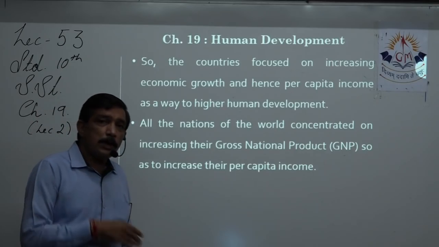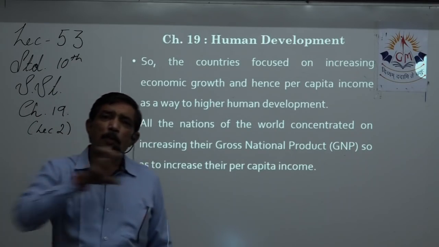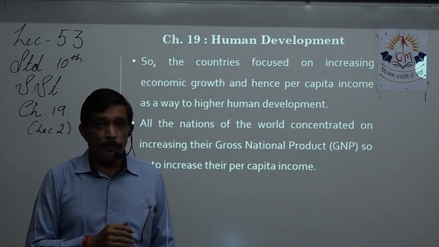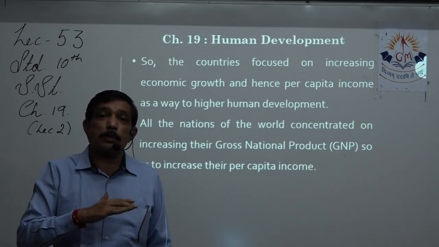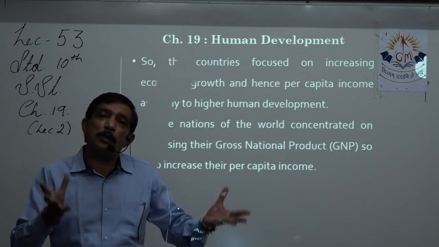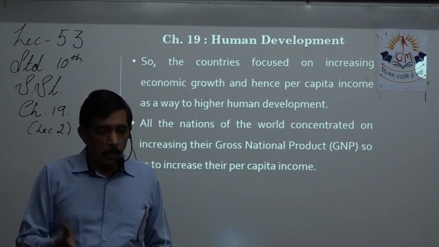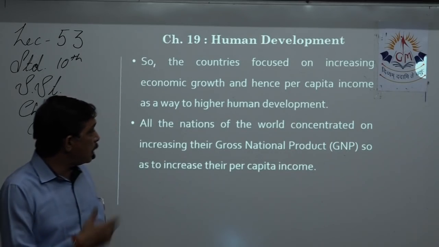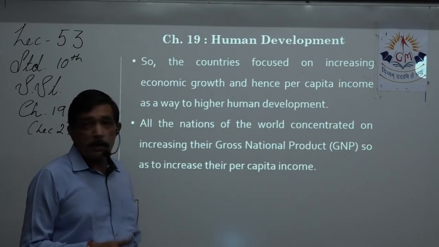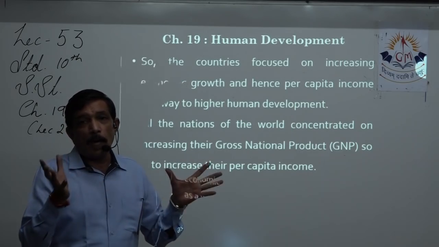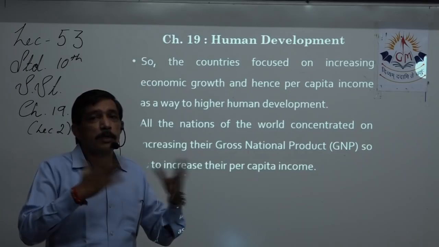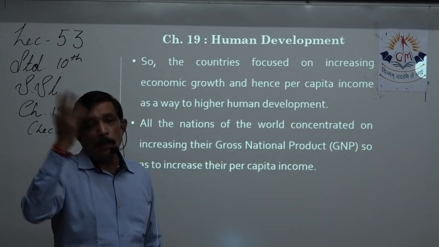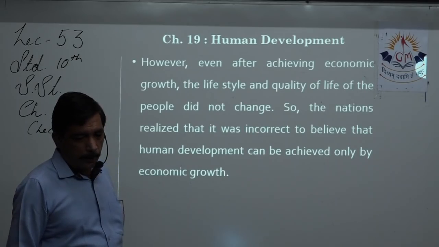So the four countries earlier used to focus on keep on increasing the per capita income every year so that we always remain at the top. And that also shows hamare paas jyada paisa hai isliye hamara human development jyada hai. That was the old concept. So all the nations of the world, they concentrated on increasing that GNI, that is GNP, that is gross national product, so that valuation increases divided by population, we have per capita, and they always stand on the top because their per capita income is higher.